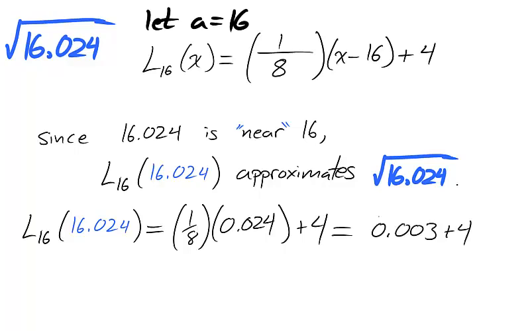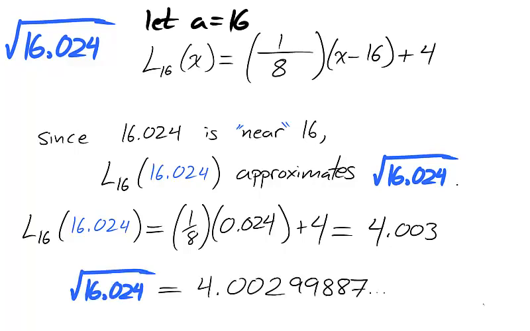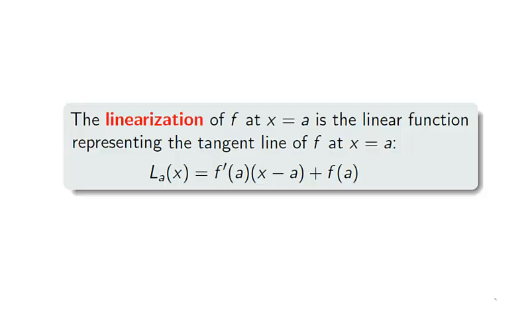subtract, divide 0.024 by 8 and get 0.003, to which we add 4. Our linearization anticipates a value of 4.003 for the square root of 16.024, which happens to have an actual value very close to 4.003. Our linearization function L sub a is just a formalization of the tangent line. Keep in mind, the tangent is a linear approximation of a curve.